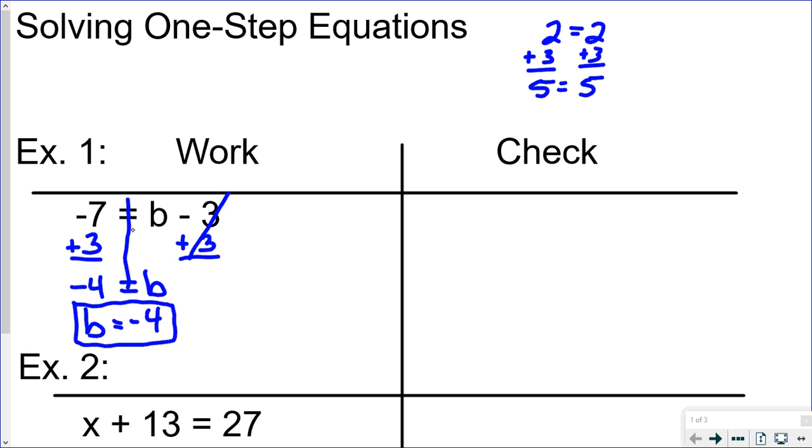Now, one nice thing with equations is that you can check them. To check, I'm going to plug in negative 4 for b and see, is negative 4 minus 3 equal to negative 7? So I have negative 4 minus 3, which is equal to negative 7. So I know I got the right answer.